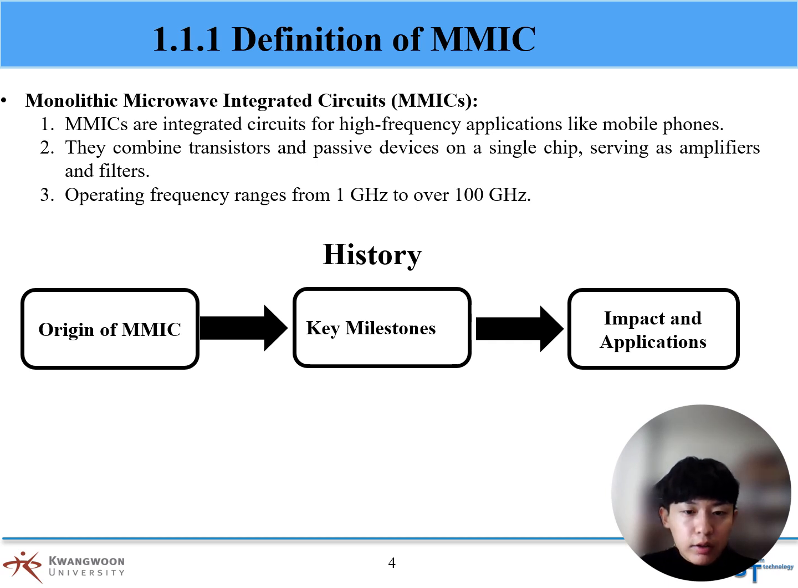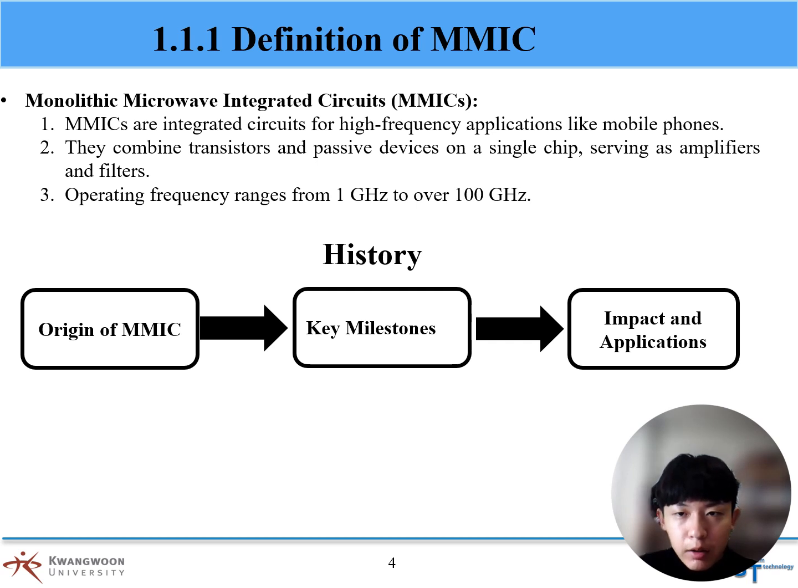In the second part, key milestones. Silicon integrated circuit technology was initiated in 1964 for a phased array radar antenna. In 1968, Mikenas and Wacker fabricated a 94 GHz front-end receiver using a semi-insulating GaAs substrate.